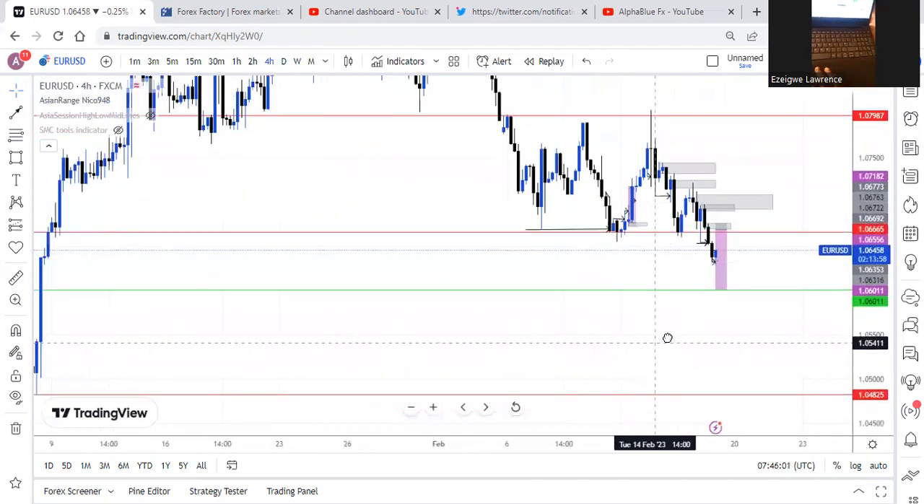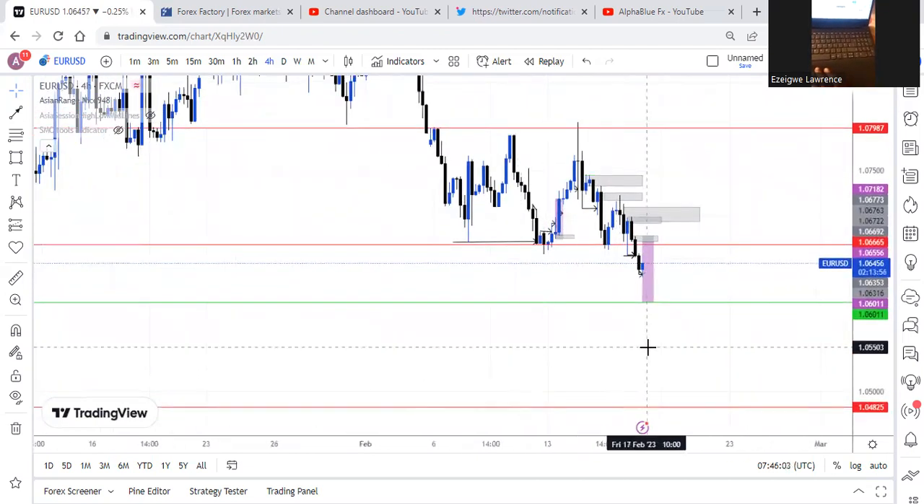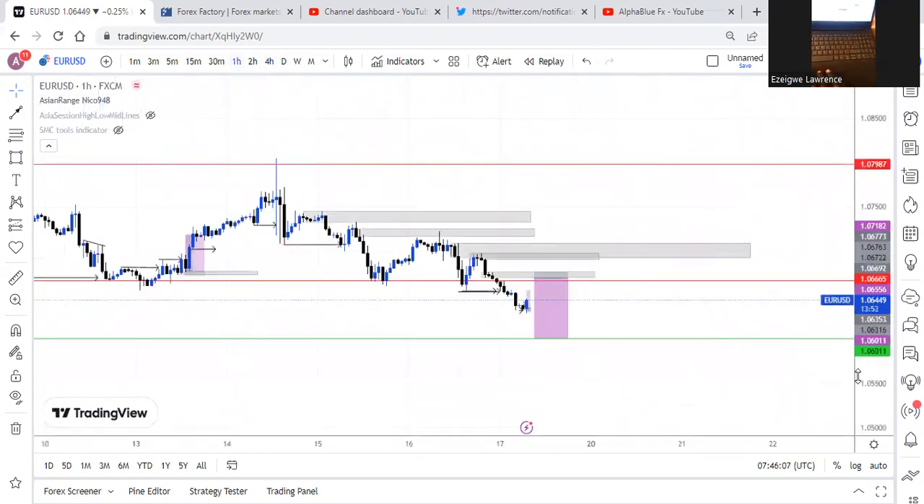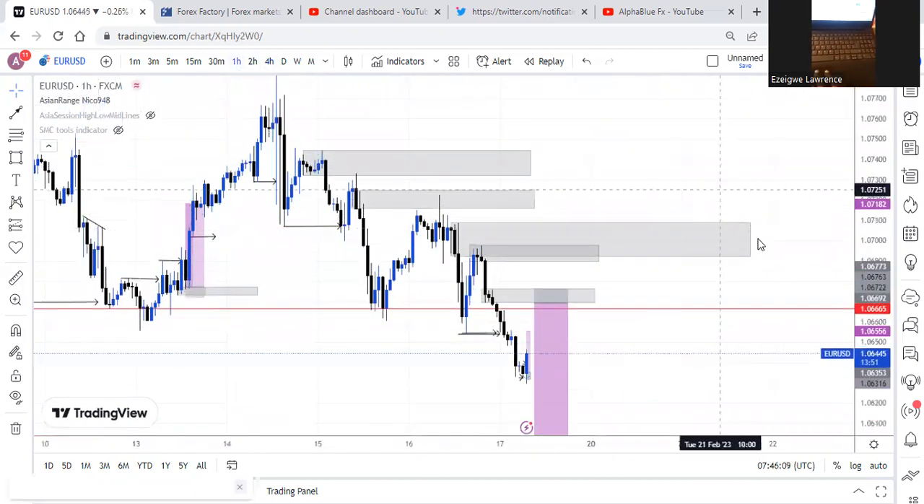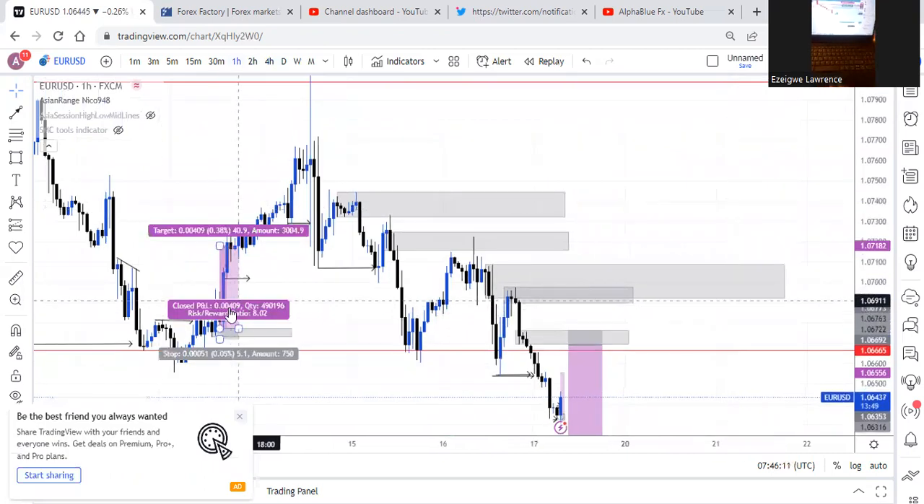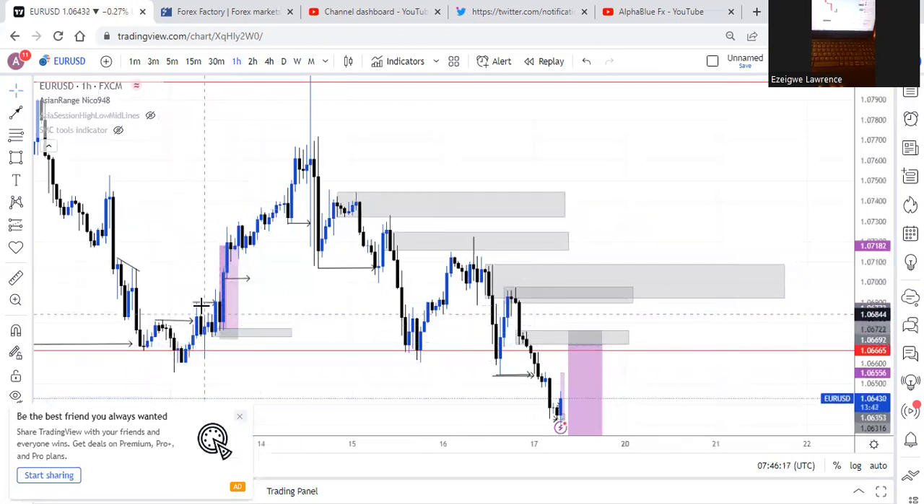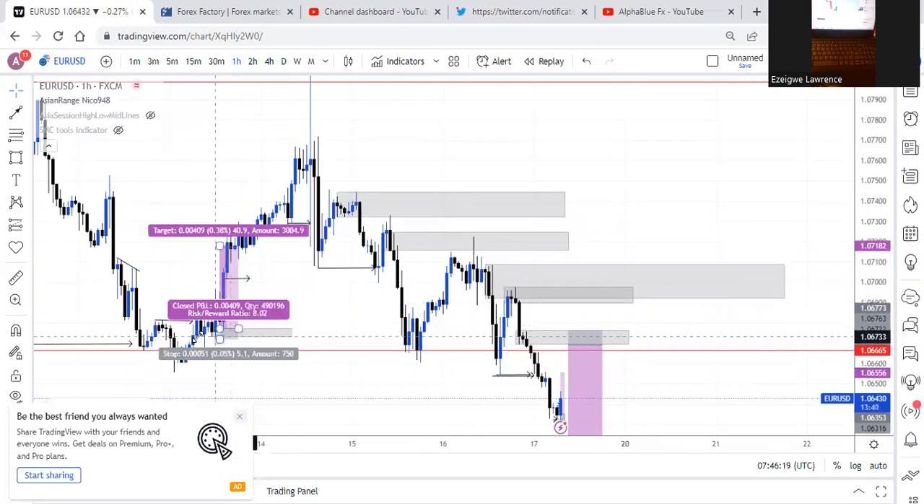Let me first explain my entry. Let's go to the 1 hour. I caught a trade on Monday here for like a 1 to 8 risk to reward ratio. Once I saw this change of character to the upside, there was a very clean order block on the 15 minutes here. So I just placed my limits and then I got that trade.